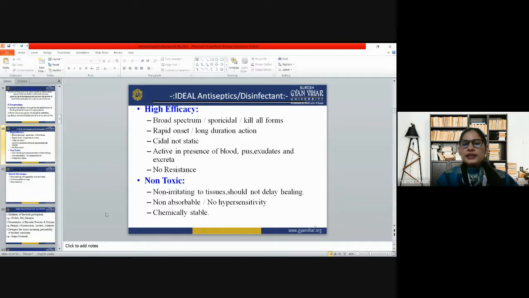So, other ideal characteristics of antiseptics and disinfectants include being non-toxic. So, they should be non-toxic to human or animal use. They should be non-irritating to the tissue, should not delay healing, should be non-absorbable, and no hypersensitivity should be seen. They have to be chemically stable so that we can use them very easily in our day-to-day life.